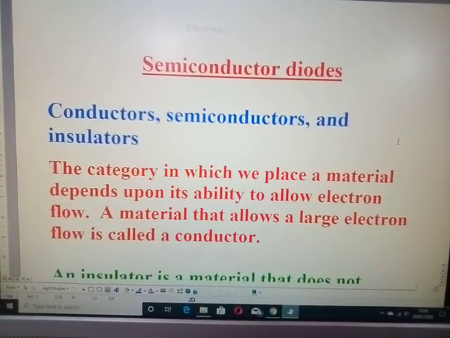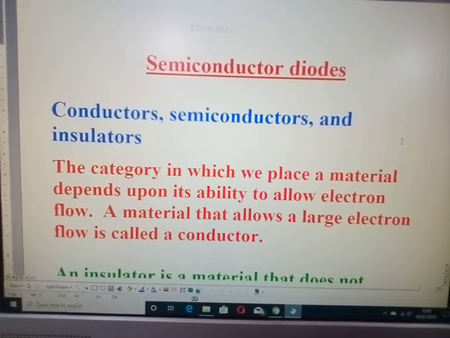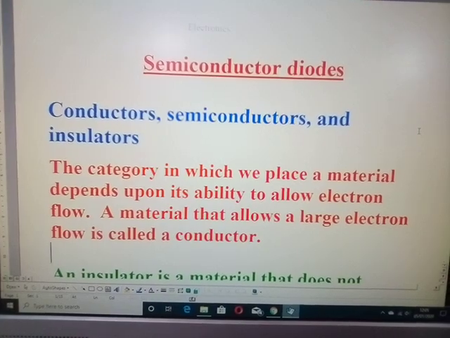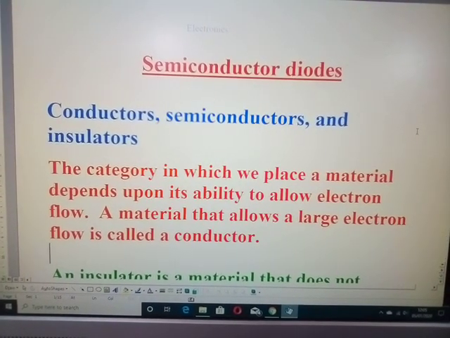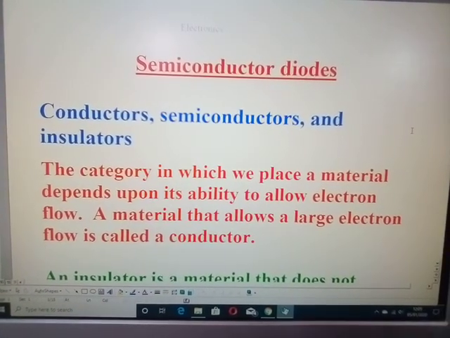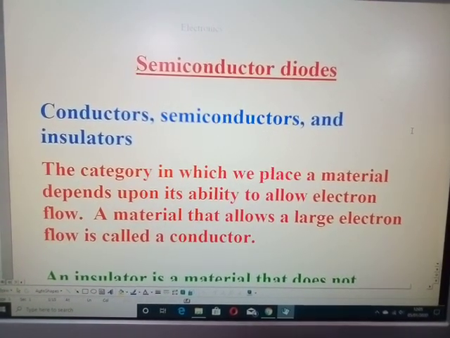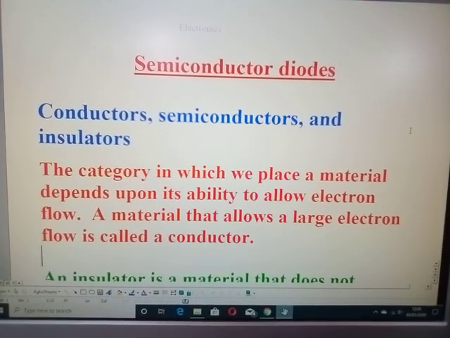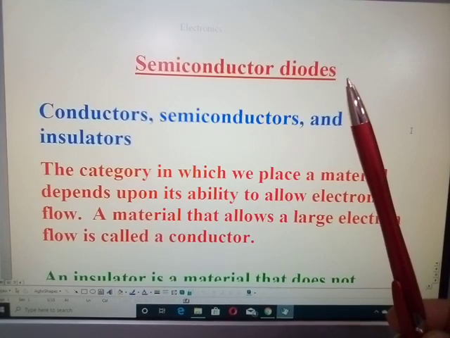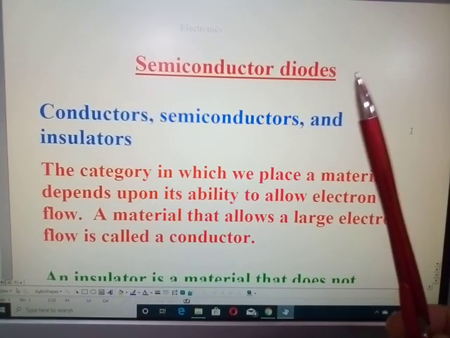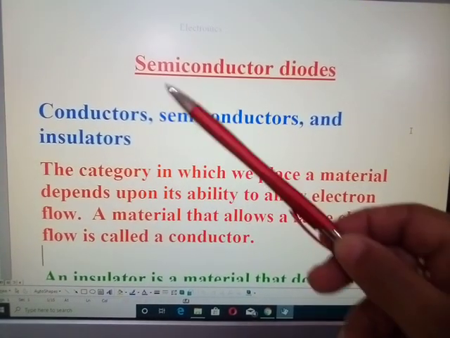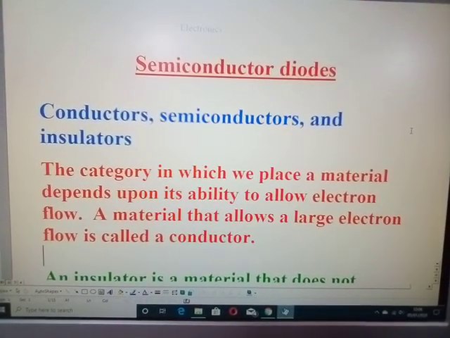Okay, welcome back. What I want to look at is semiconductor diodes, but I want to look at that in a broader sense because the semiconductor that is used to make up diodes can also be used to make up transistors. I decided that I would use the semiconductor diodes because all semiconductors are quite versatile. But that's what I decided to go with anyway.